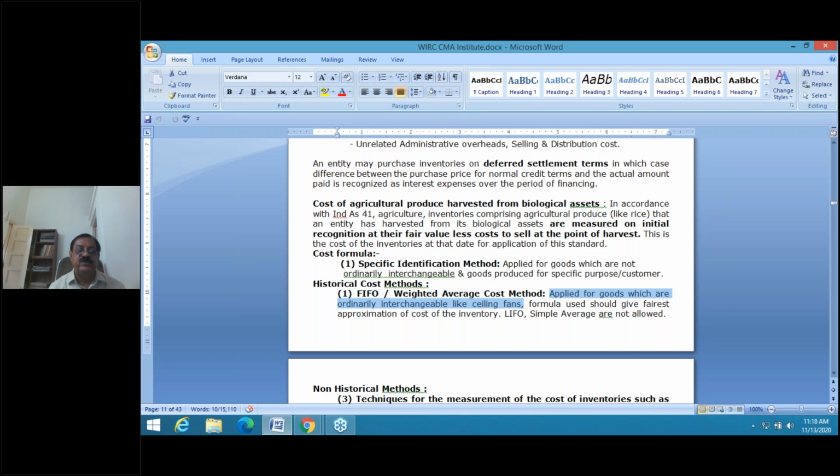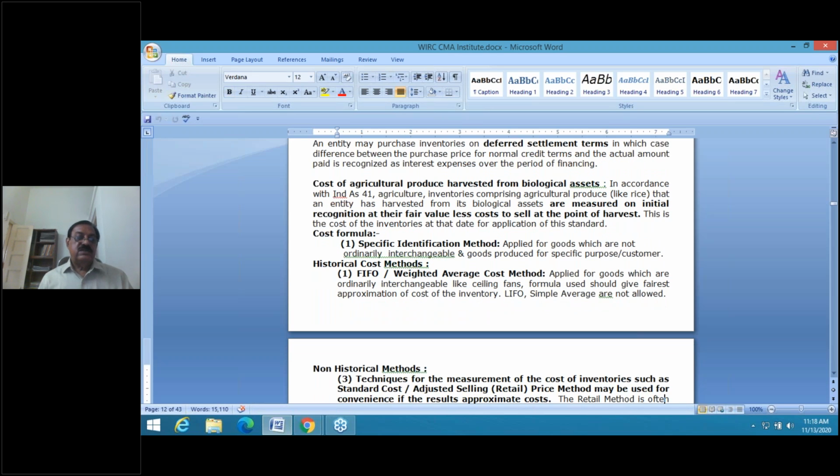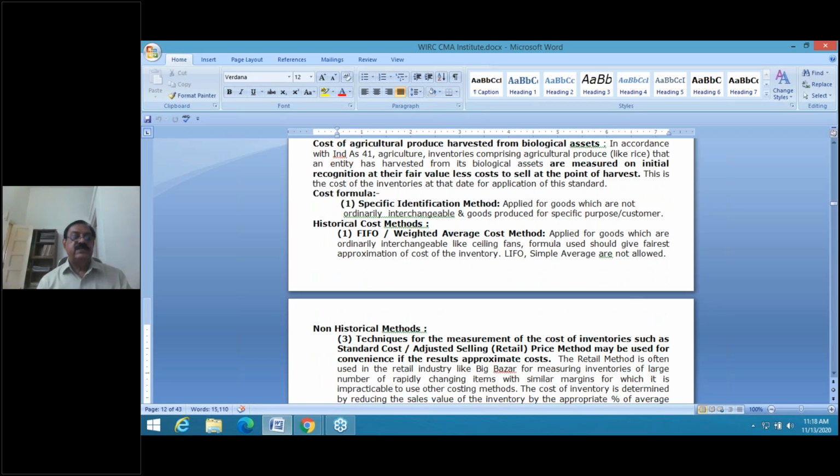So in that case, FIFO or weighted average cost formula can be used by the enterprise to show the cost of the asset. So friends, remember FIFO and weighted average. What is not allowed here? LIFO and simple average are not allowed here, friends. You know this part. So this is all historical cost. No matter whatever is incurred, at that price you show.